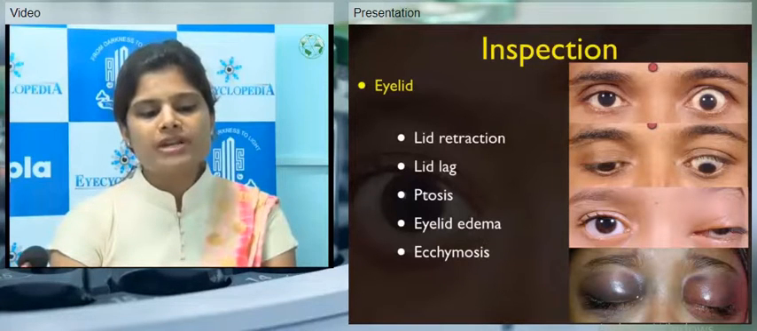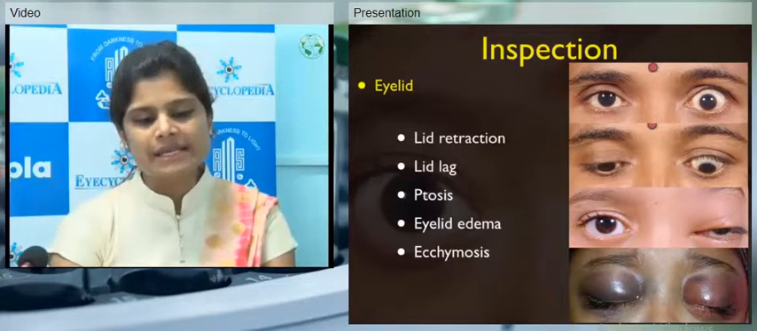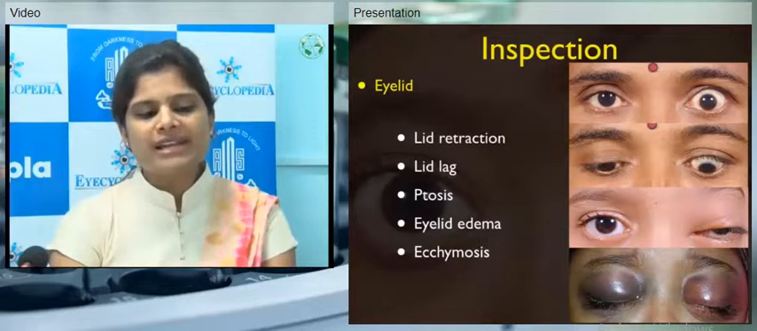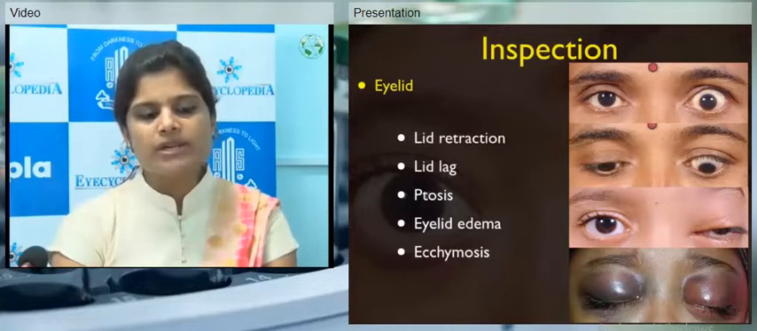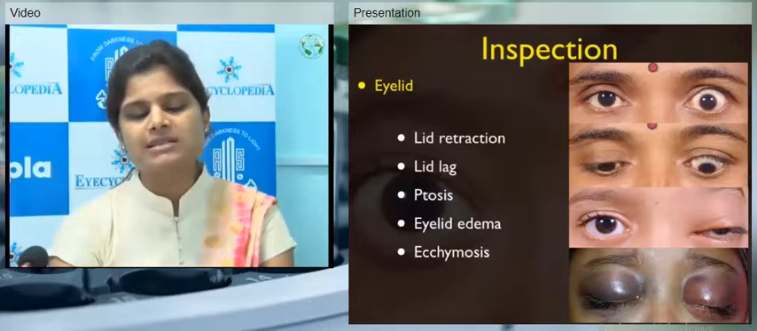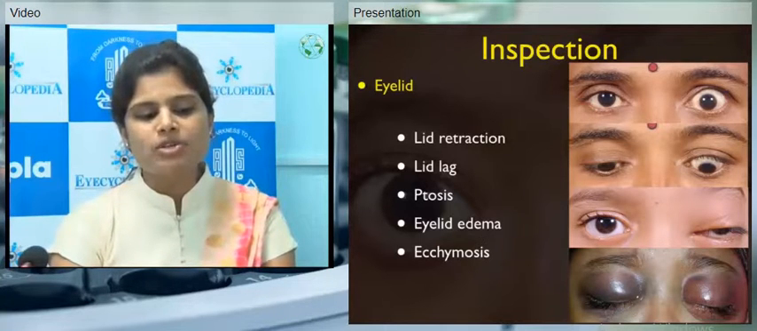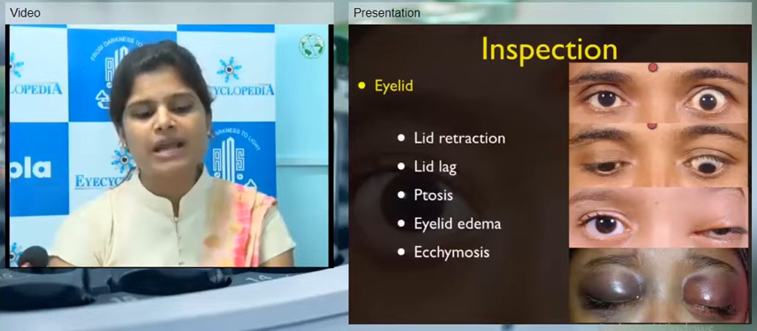The next we have to look for is whether the patient has any eyelid edema. If the patient has edema on inspection, that means the patient either has infection or inflammation. Another important clue is if the patient has ecchymosis. Like here is an example where the patient has bilateral ecchymosis.